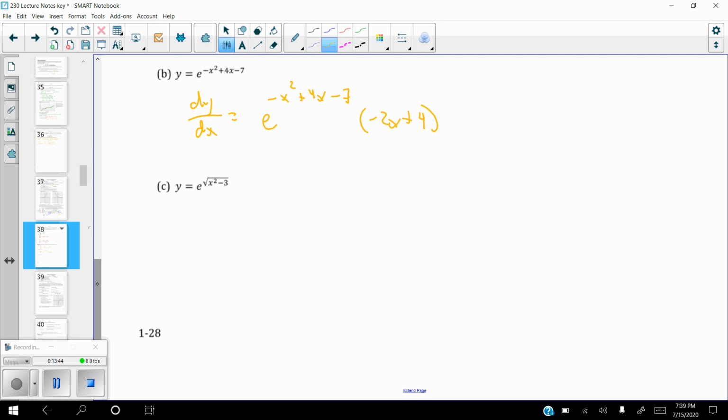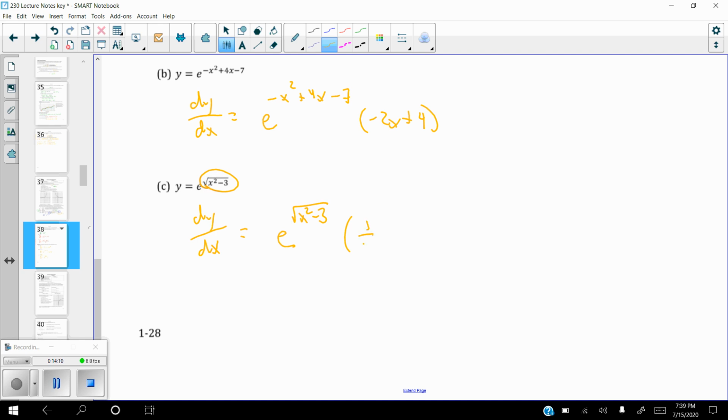Okay. Let's go ahead and do letter C, which is dy dx equals, again, the first step is always just rewrite it. And then I have to multiply that by the derivative of this square root of x squared minus 3. Well, a square root, remember, is a 1/2 power, so it looks like we're actually going to have a chain within a chain. So let's see how that works.